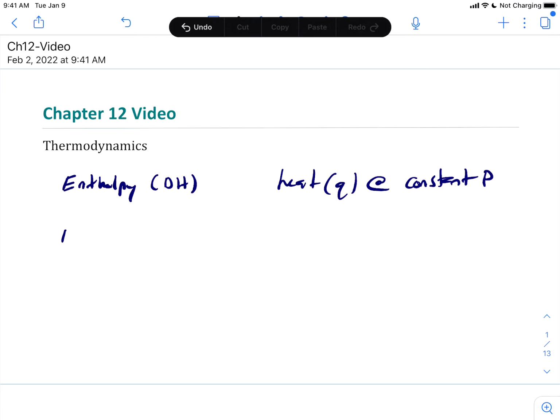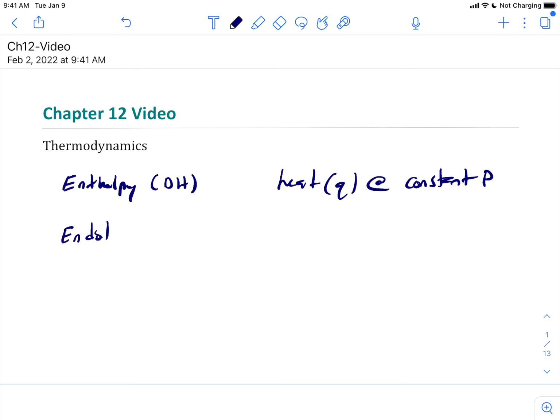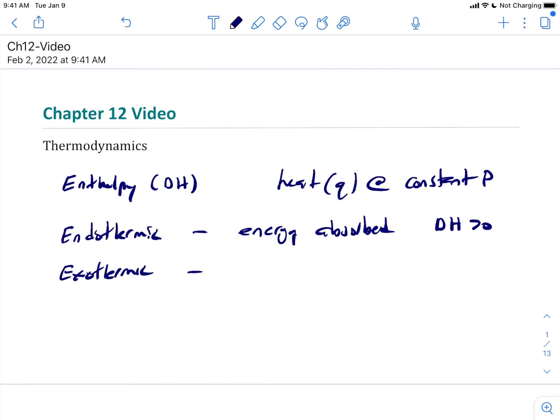A couple of things that were introduced were endothermic and exothermic. So you're going to want to review these for your quiz also. Endothermic, energy absorbed. And that was delta H greater than 0. And exothermic, energy emitted. Delta H less than 0. So these are things about enthalpy that you'll need to be comfortable with.